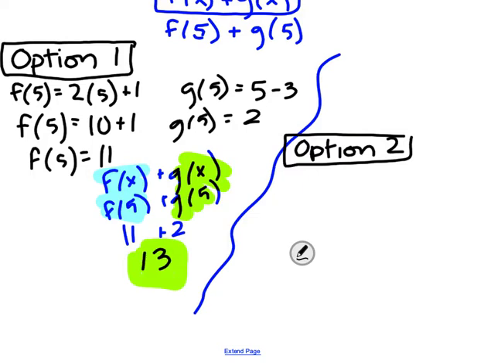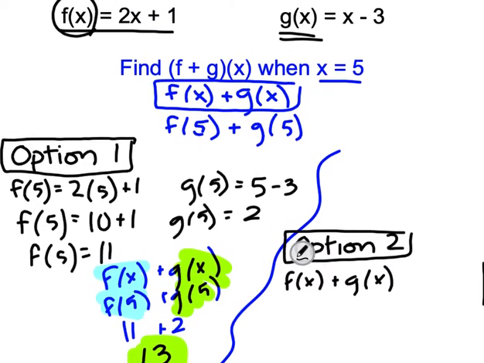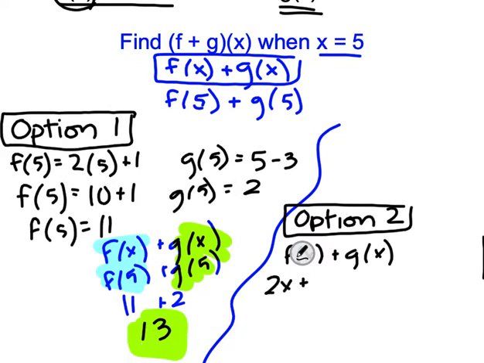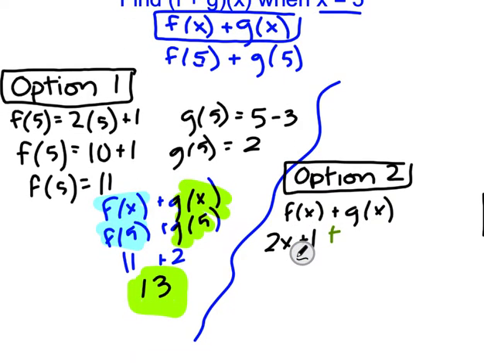This would say, okay, f of x plus g of x. F of x is 2x plus 1. And then I'm going to add g of x, which is x minus 3. And before I put any numbers in, let's combine like terms. 2x plus 1x is 3x. 1 minus 3 is negative 2. And then at the end, what you would do is replace x with 5.